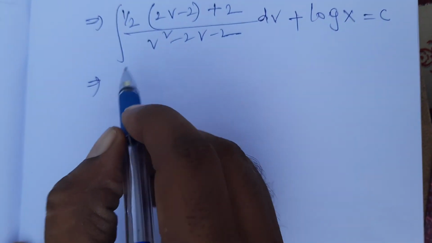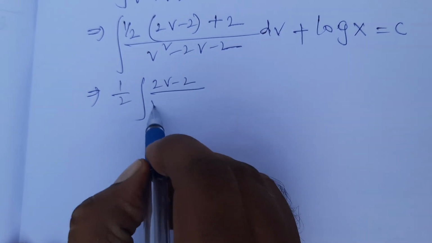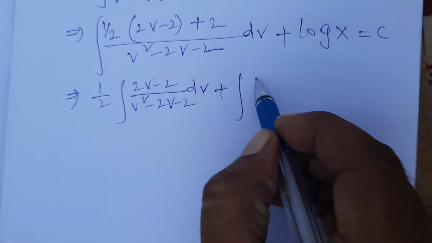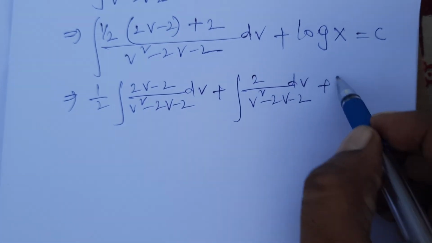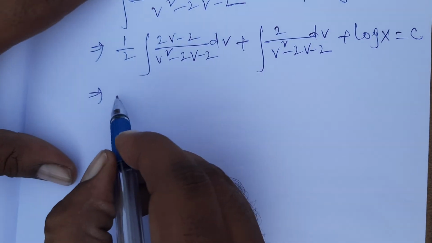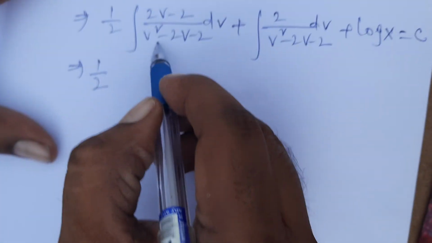Now, this implies I can write 1/2 integral (2v − 2)/(v² − 2v − 2) dv, the first value, plus integral 2/(v² − 2v − 2) dv, the second value, plus logarithm of x is equal to c. Now here the first value is 1/2. What is the formula for this one? Integral f'(v)/f(v).